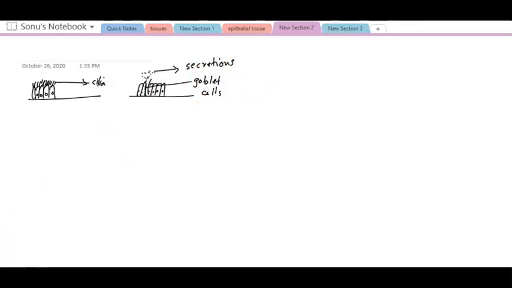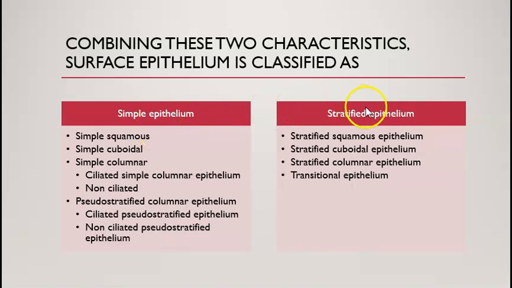So going over to the classification again. Simple epithelium: simple squamous, simple cuboidal, simple columnar, again classified as ciliated and non-ciliated simple columnar, and pseudo-stratified columnar epithelium divided into ciliated and non-ciliated. Stratified epithelium: stratified squamous, stratified cuboidal, stratified columnar, and transitional epithelium. And it is very important to know the locations of these epithelia, and you will come across all these things when you study each organ in detail in anatomy.